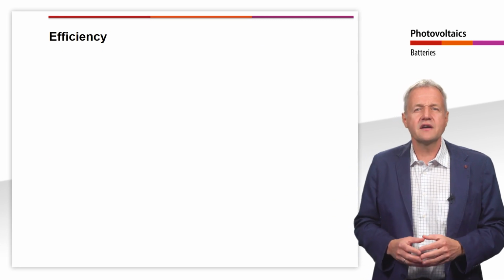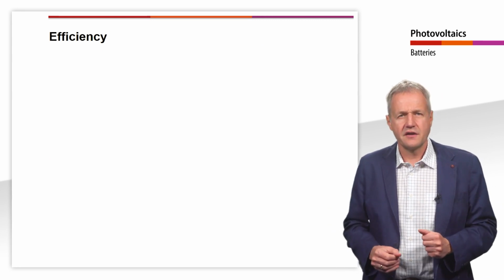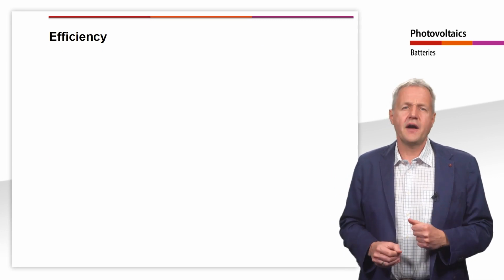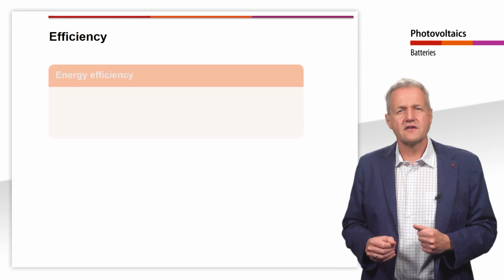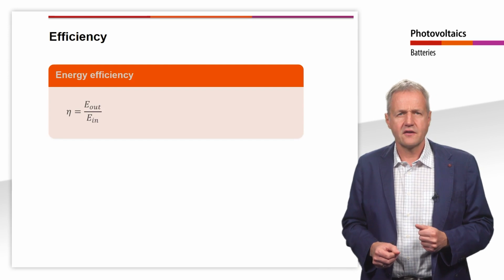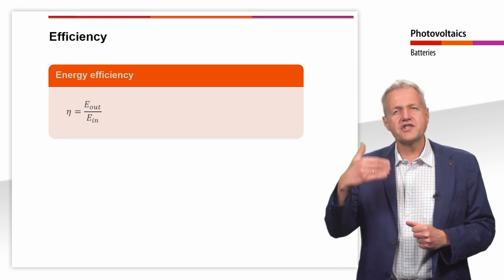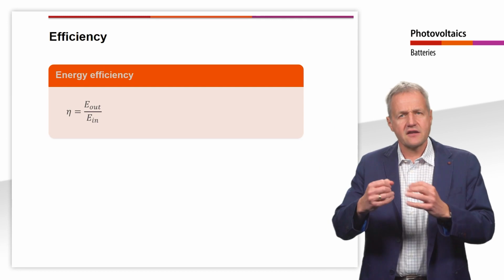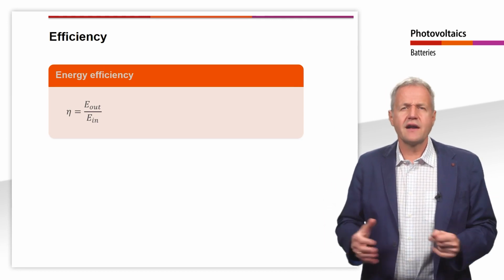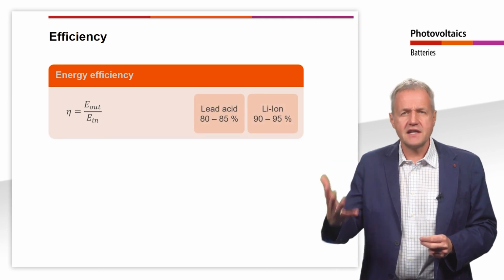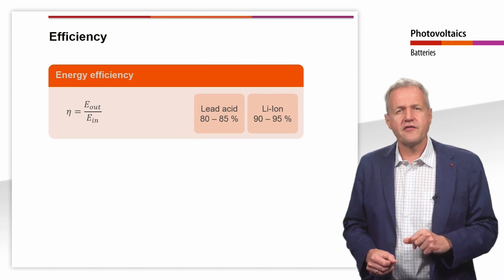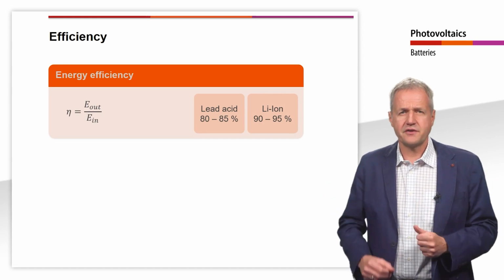Another important parameter is the efficiency of a battery. There are various ways of defining the efficiency of a battery. In practice, the so-called energy efficiency has the greatest significance. It corresponds to the ratio between the energy that can be extracted to the energy supplied. Typical values for the energy efficiency are about 80% for lead batteries and 90 to 95% for lithium-ion batteries.